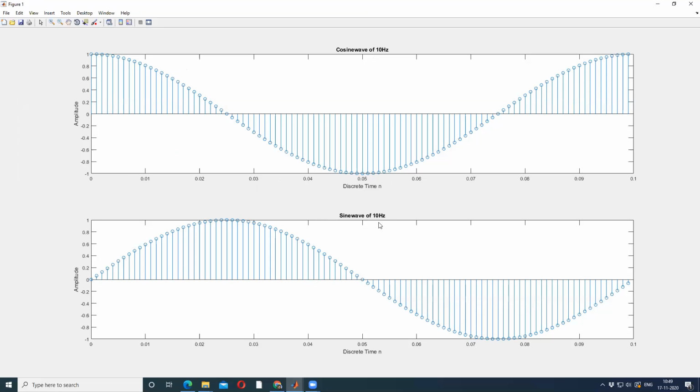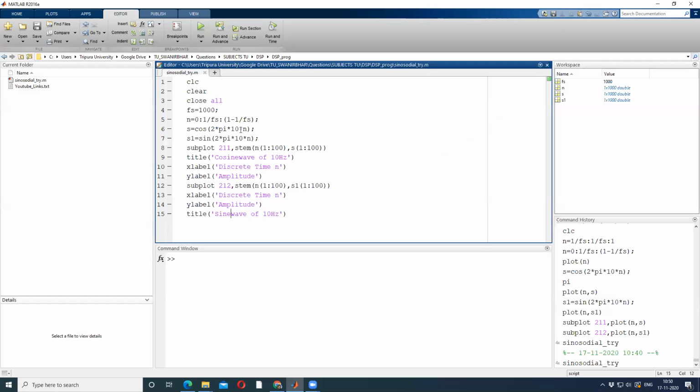So you can see both are of 10 hertz. We know it is 10 hertz because out of these 1000 samples we have 100 here. Now let's change it. Say I make it 100, and this also I make 100. So now there should be 10 cycles.